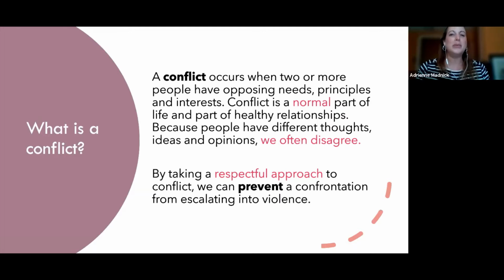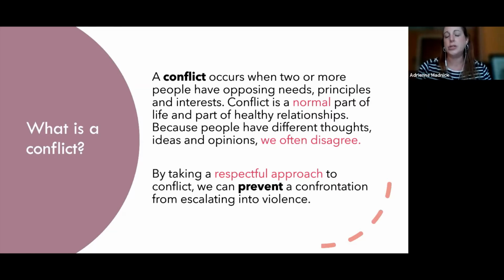It could be a little thing like who left the toothpaste cap off, or it could be something like how are you spending your paycheck? Where is the money all going? There's varying degrees of conflict, as you'll see. Because people have different thoughts, ideas, and opinions, we often disagree. By taking a respectful approach to conflict, we can prevent a confrontation from escalating into violence. Again, we're not going to eliminate conflict. We're just going to prevent it from getting to a point where you can't come back.